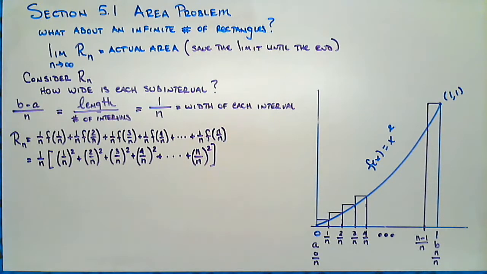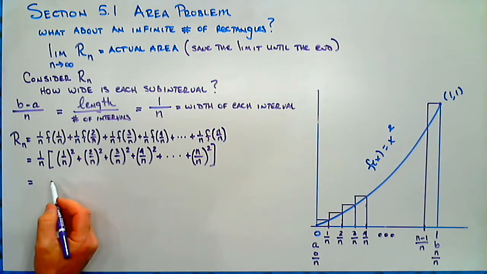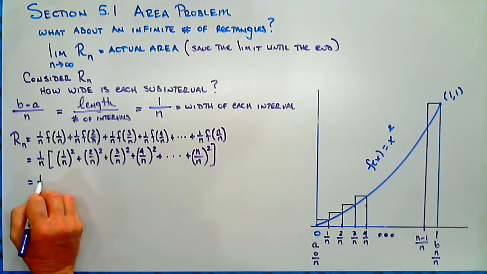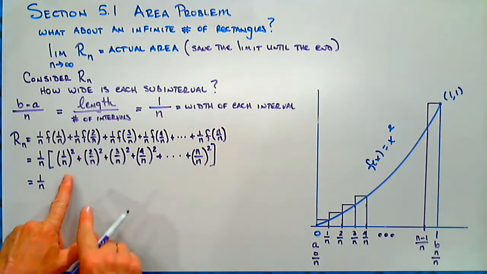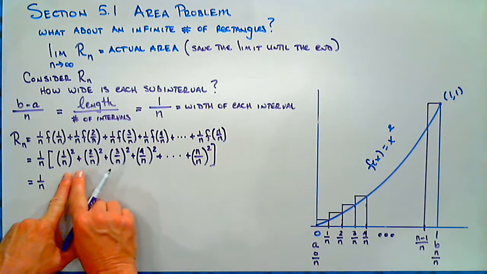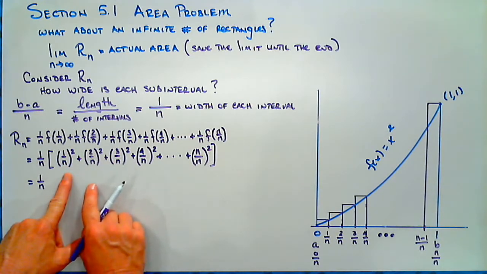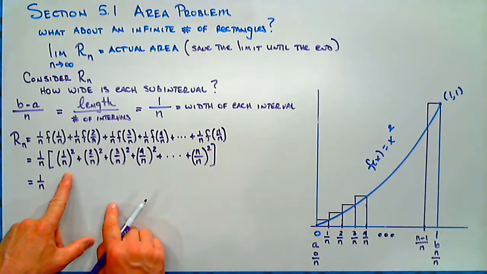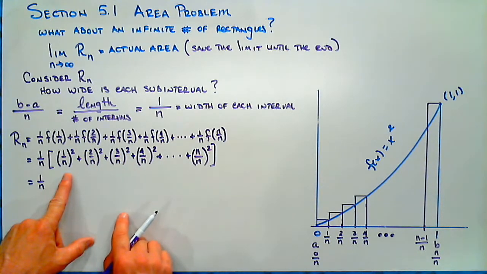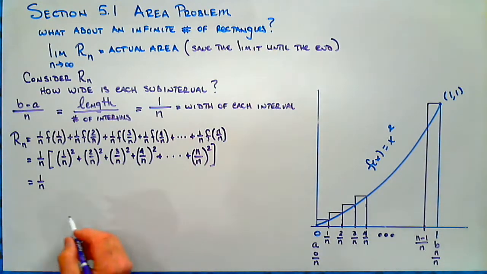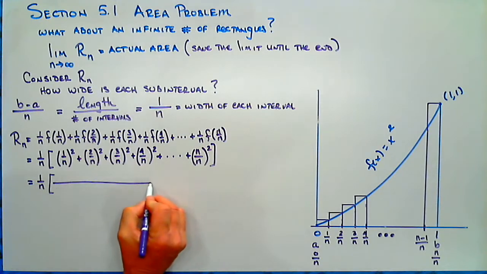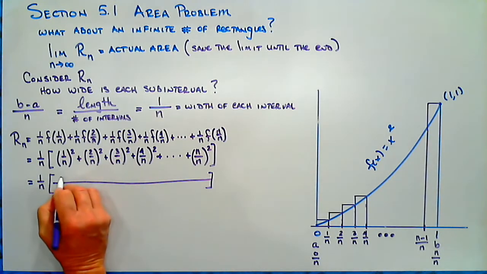Now that actually simplifies to something that you and I know how to take the limit of. If we just clean this up, here's a 1 over n. That was our width. We factored it out of every term. But look at every one of these. This is 1 squared over n squared. That's 2 squared over n squared. That's 3 squared over n squared. That's 4 squared over n squared. That's n squared over n squared. This actually looks like this.